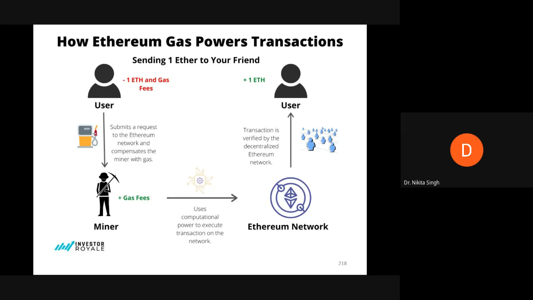But the problem that is now arising is that miners have a monopoly. They will say if you pay higher, if you give us a higher reward, we will verify and mine transactions faster. So this is how gas is used in the Ethereum blockchain.